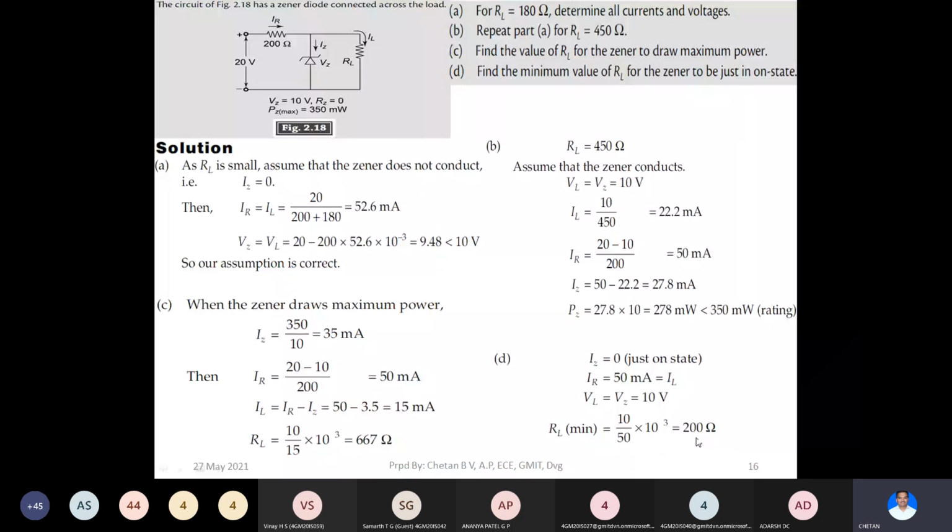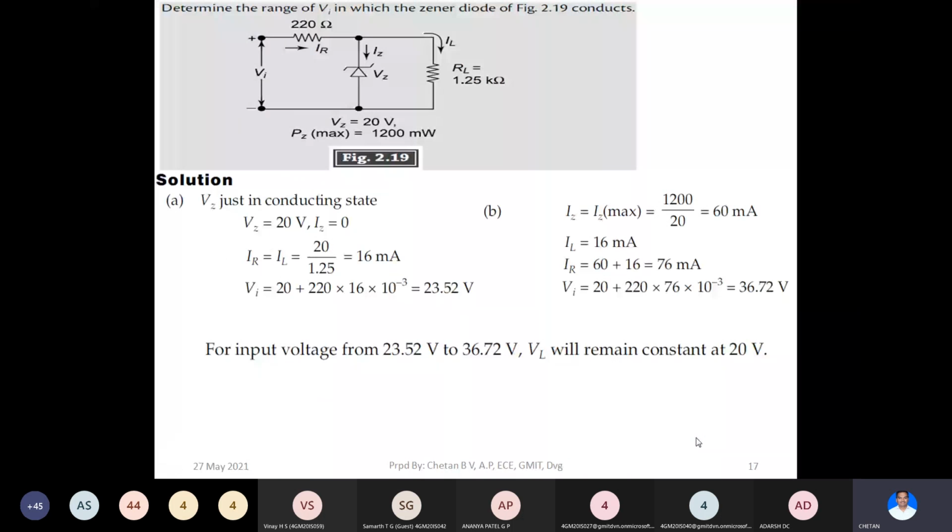In today's class, we shall discuss the next problem on Zener diode. You carefully see the problem. Determine the range of Vi in which the Zener diode of this figure conducts. So this is the circuit given.